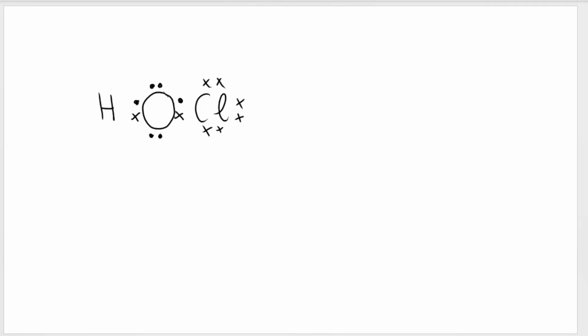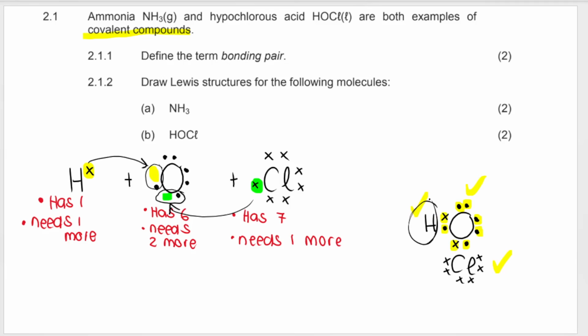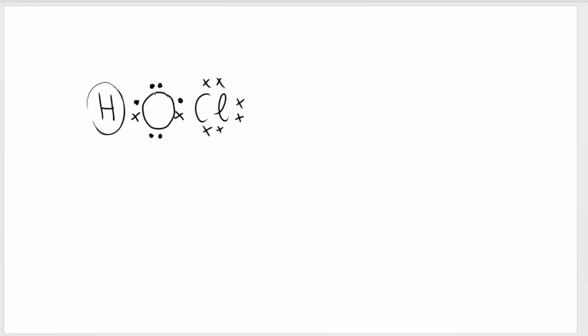A lot of my students also ask me, ma'am, is it okay if my diagram looks like this? Yes, it's perfectly fine. Here you see my hydrogen was on the left and chlorine was on the bottom. It doesn't matter. Here my hydrogen's on the left, chlorine's on the right. It doesn't matter. As long as you can see, that's a bonding pair, that's a bonding pair.